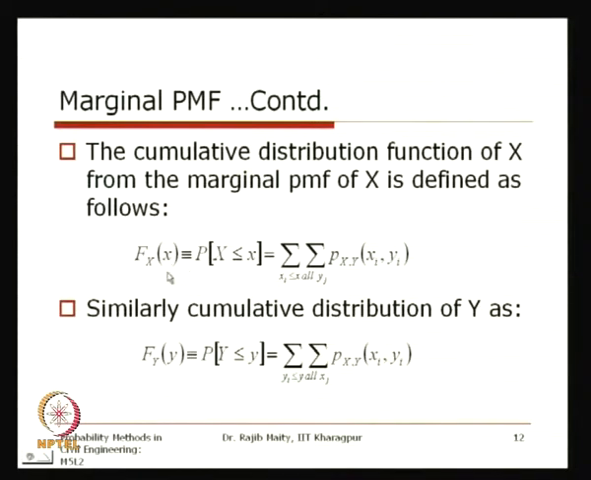Similarly, in case of y, this is just the opposite. When you are taking the cumulative distribution of y, you first sum up the PMF for all x, and the resulting sum is your marginal distribution of y. Then you sum up that marginal distribution up to a specific value y to get its cumulative distribution.